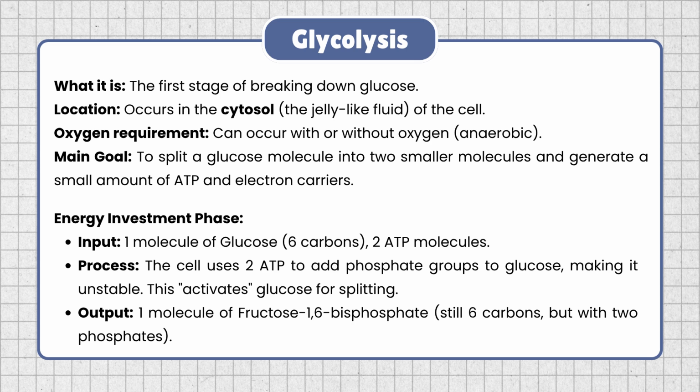For the output, the result is one molecule of fructose 1,6-bisphosphate, which is still 6 carbons, but now it's energized with two phosphate groups and ready to be cleaved in the next phase.